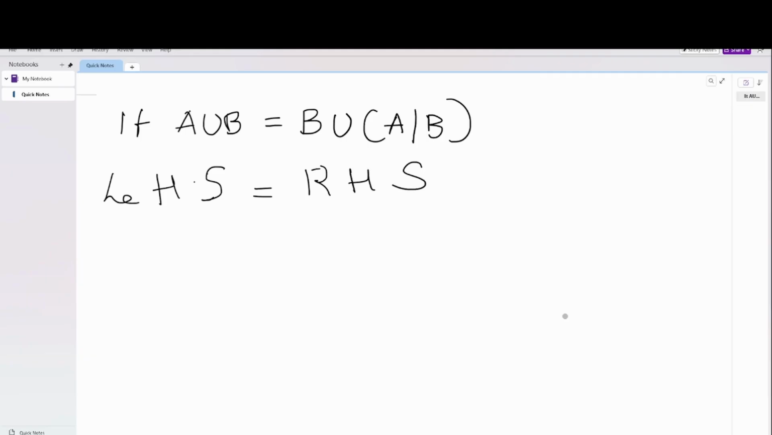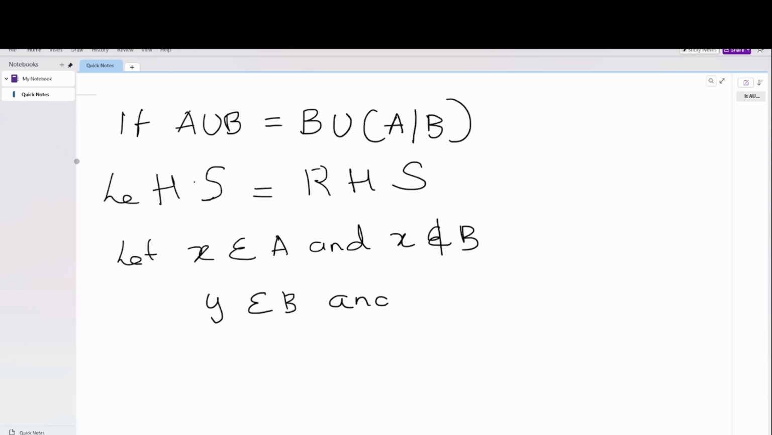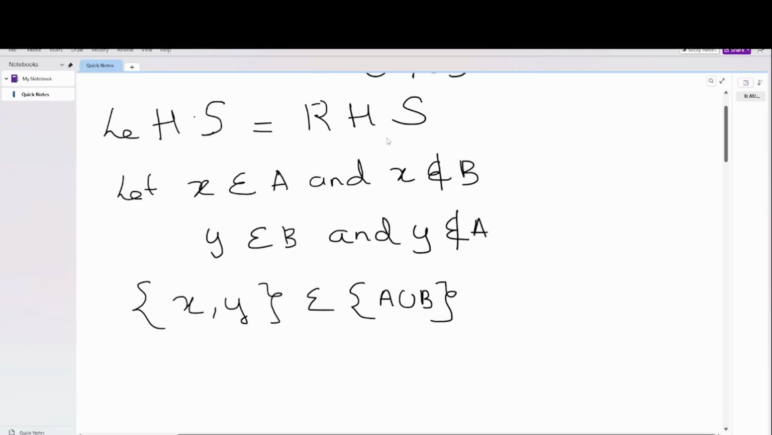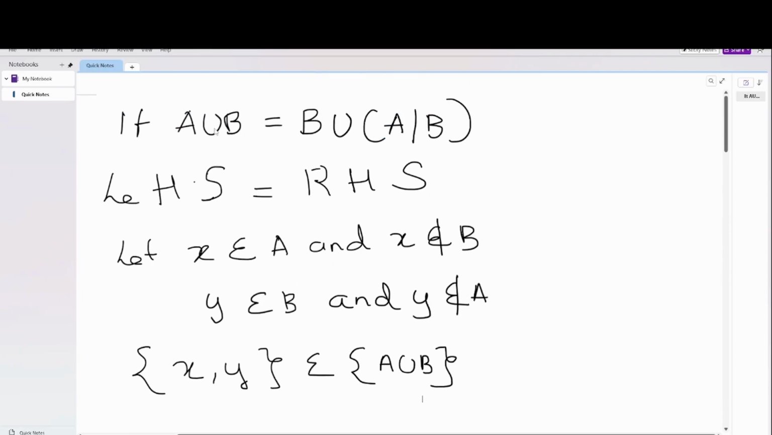So first we consider, let x be an element of A and x is not an element of B. Then y is an element of B and y is not an element of A. Then from this we can see that xy will be an element of A union B. So if we can prove that xy is an element of B union A complement of B, then these will be equal to A union B. So hence we can prove this.